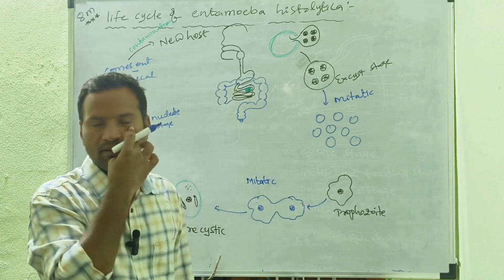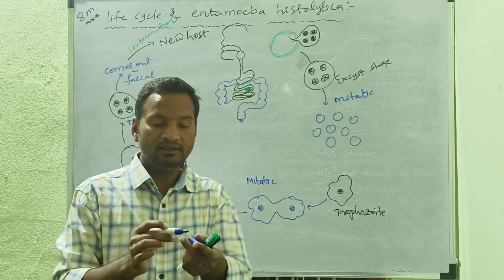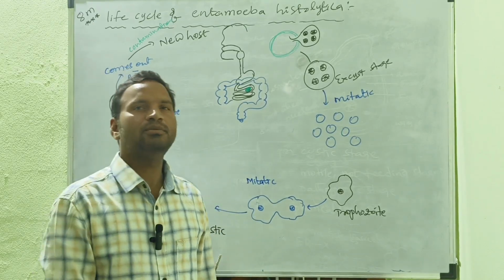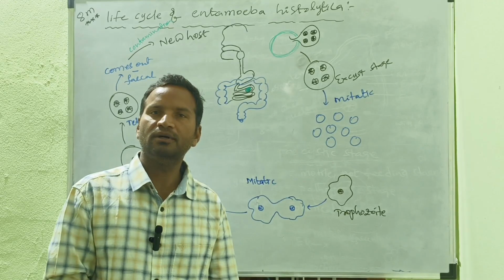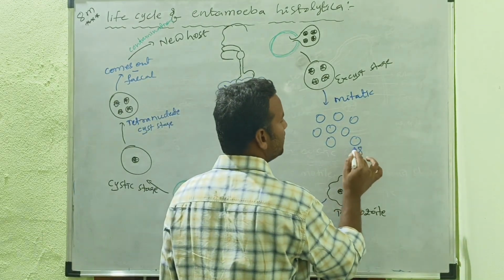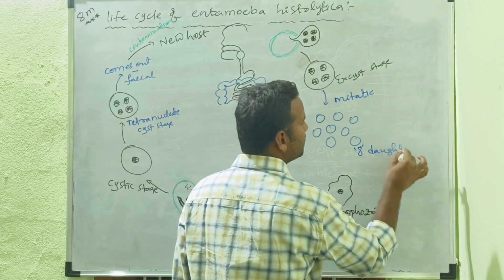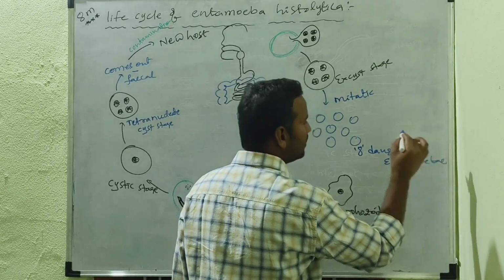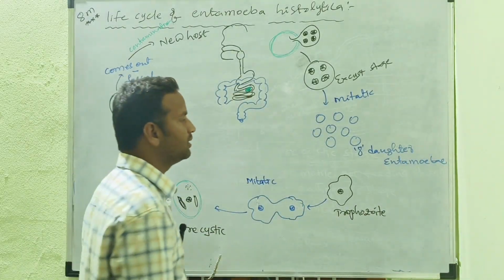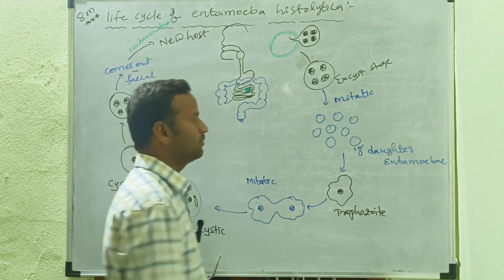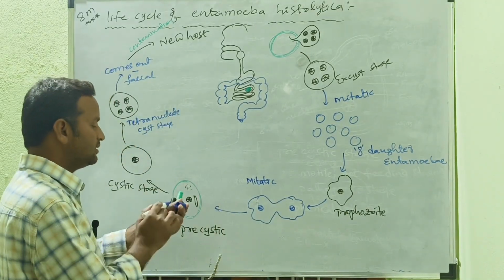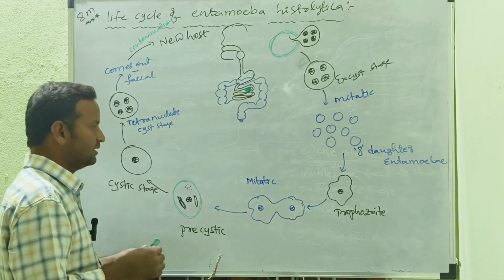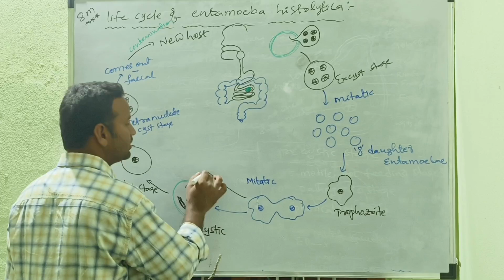These are actually 8 daughter nuclei first of all. Then each nucleus gets bits of the cytoplasm and develops into an entamoeba. That is why there are 8 daughter entamoeba, which later develop into trophozoites. Got it? That is the life cycle of Entamoeba histolytica.